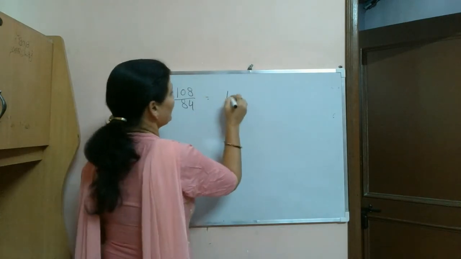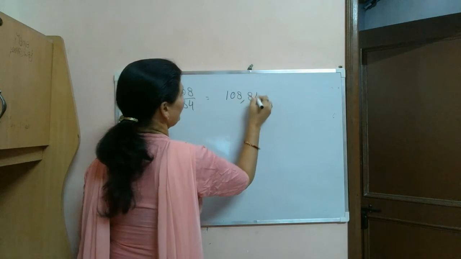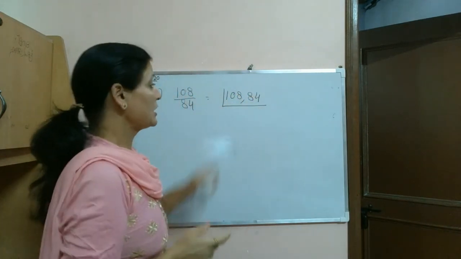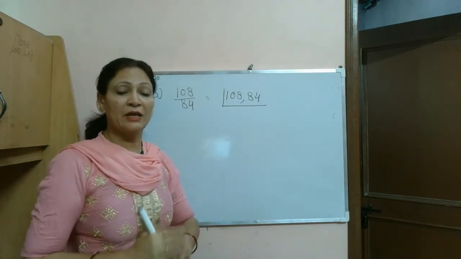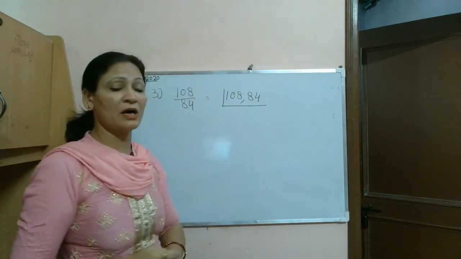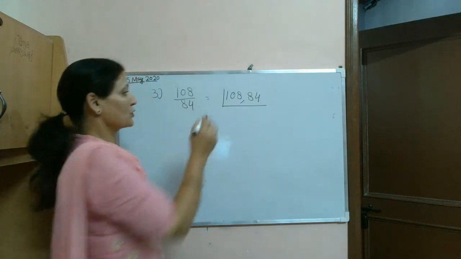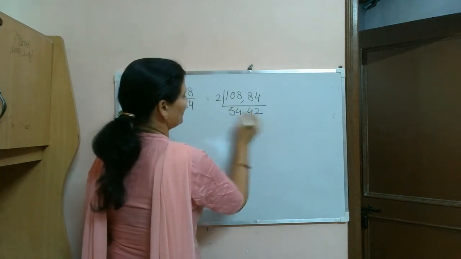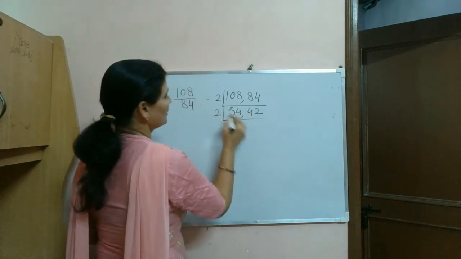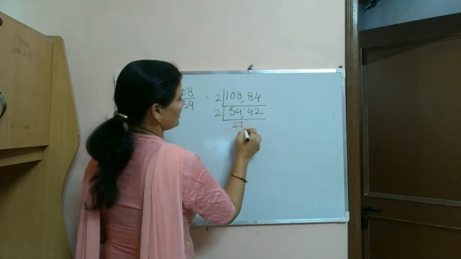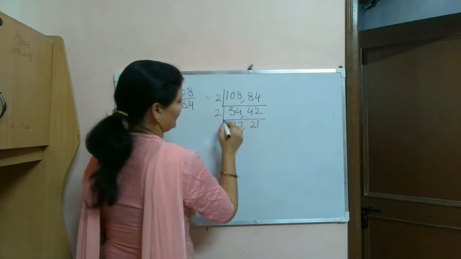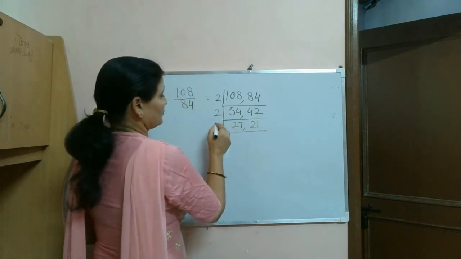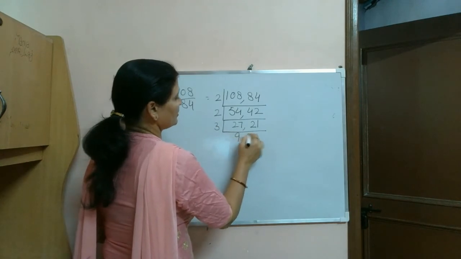Now 108 and 84. First we will start. We will see both numbers come in the table of 2. These numbers are divided by 2. So 2 54s are 108, 2 42s are 84, again 2 27s are 54, 2 21s are 42. Now 3 9s are 27 and 3 7s are 21.